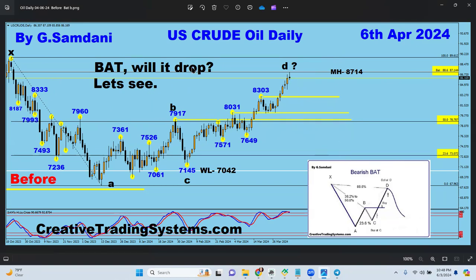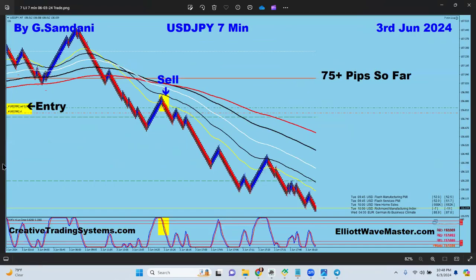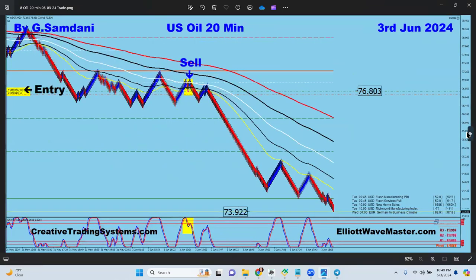So I said, maybe, maybe not, but will it drop? Okay, let's see. And it started to drop, and I had a nice trade, including today's trade, by the way. Let me show you that. I was expecting a long, but I ended up having a very nice short trade. Where is that? Right here. You see that? This is today. I was expecting that it's going to go up. I made a video about it.